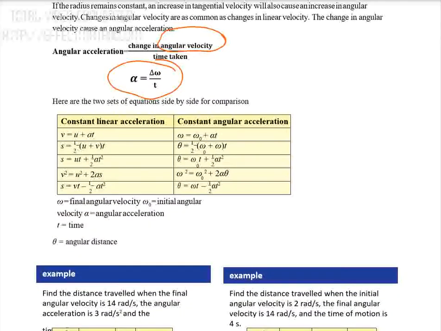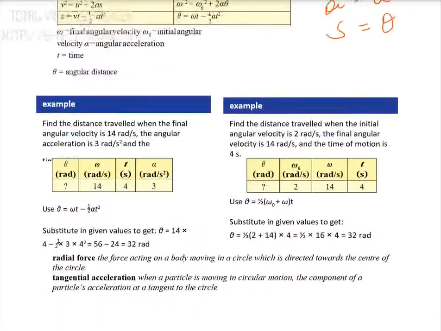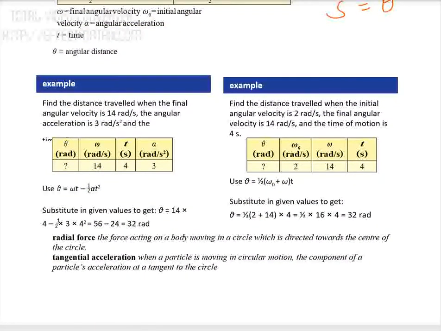Rewriting the five equations of uniform circular motion for the linear and angular case, you can replace v by omega, u by omega naught, t by itself, t, acceleration by alpha, and the final one, s, by theta. Therefore, omega is the final angular velocity, omega naught is the initial angular velocity, t is time, alpha is angular acceleration, and theta is angular displacement. Here we have two examples. Let us see one of the two.